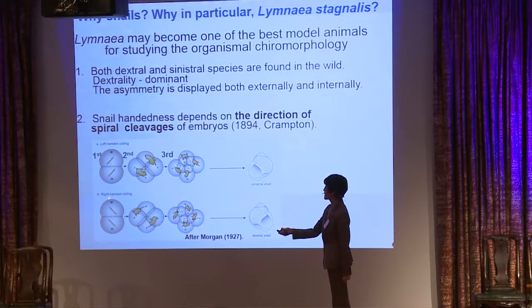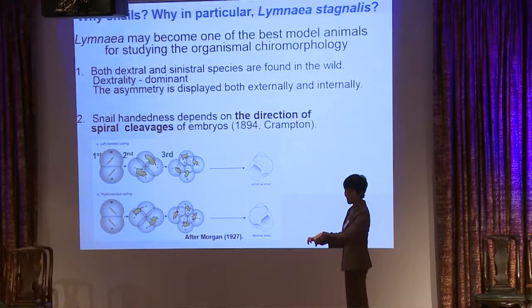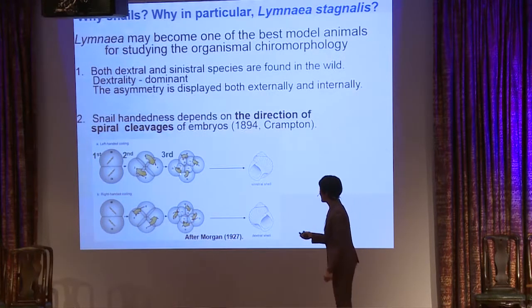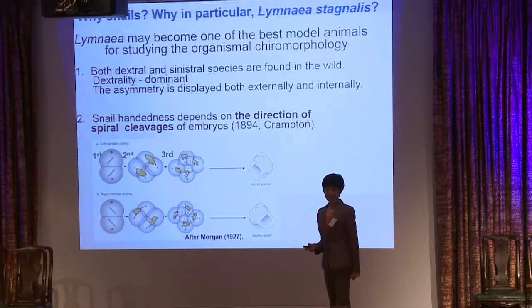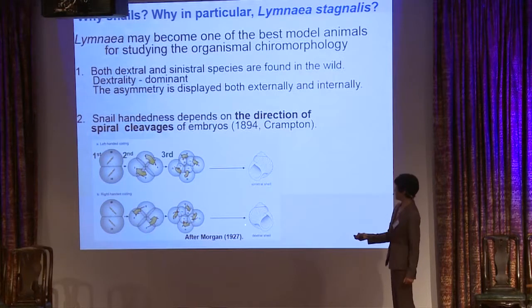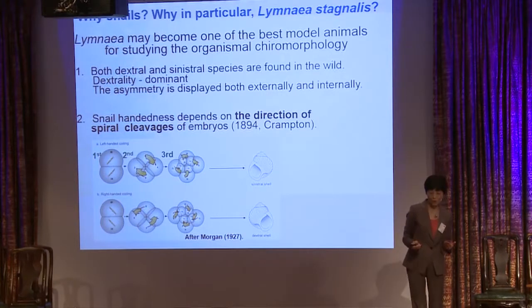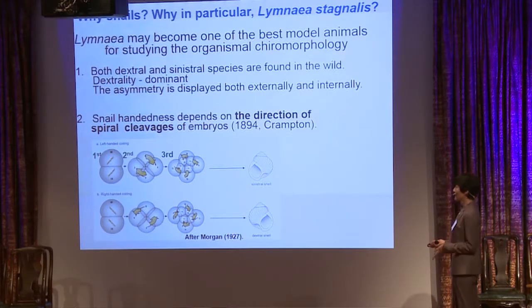then it becomes the 2-cell stage, 4-cell stage, 8-cell stage, going through the first, second, and third cleavage. The third cleavage is very easy to see, because from the big 4 cells, the small 4 cells come out: macromeres and micromeres. If it goes anti-clockwise, it will become sinistral. If it goes clockwise, it becomes dextral. That was reported in 1894. So that means it is determined at a very early stage of embryogenesis.